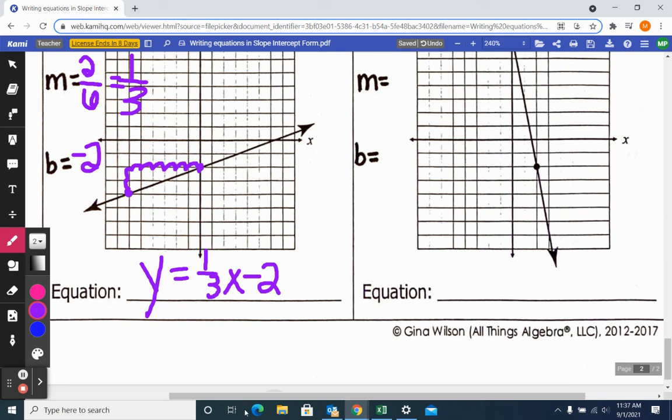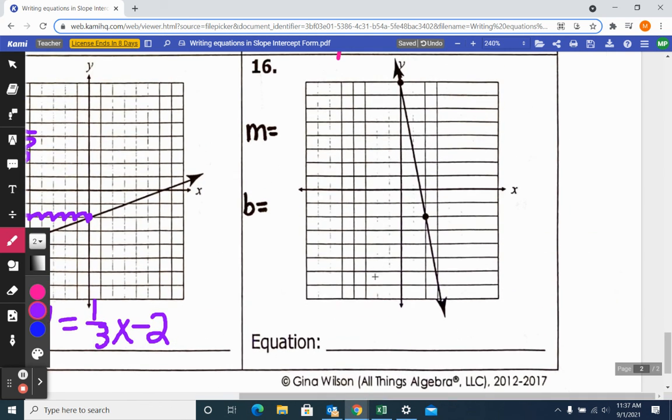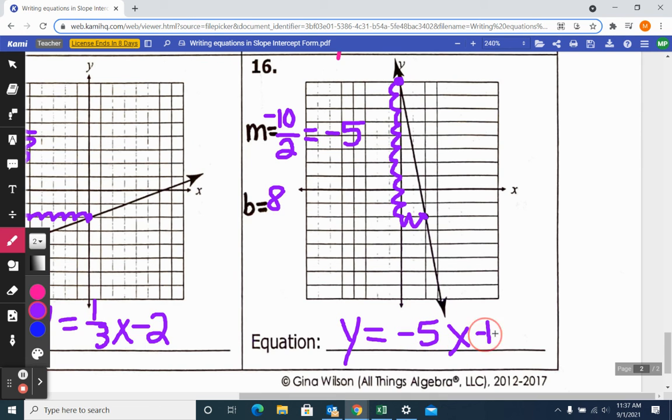All right, what'd you get on the next one? What was the y-intercept? 8. And what'd you get on your slope? 10 over 2. Okay, because from this point to this point, it went down 1, 2, 3, 4, 5, 6, 7, 8, 9, 10. And then over 1, 2. 10 over 2 becomes negative 5. So your equation, y equals negative 5x plus 8.